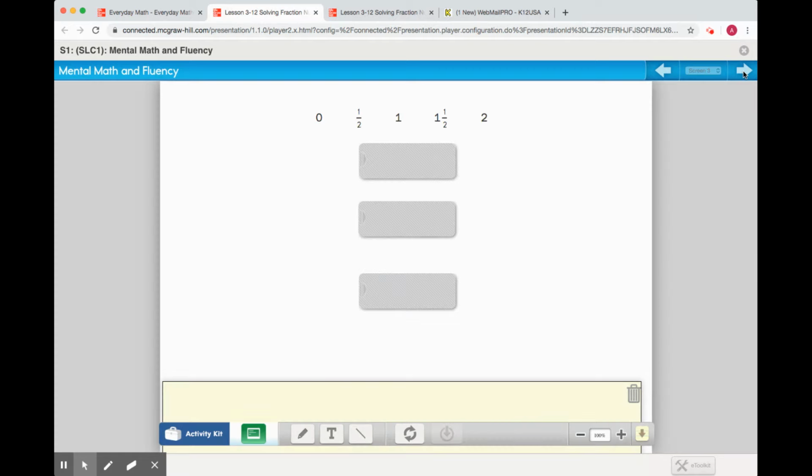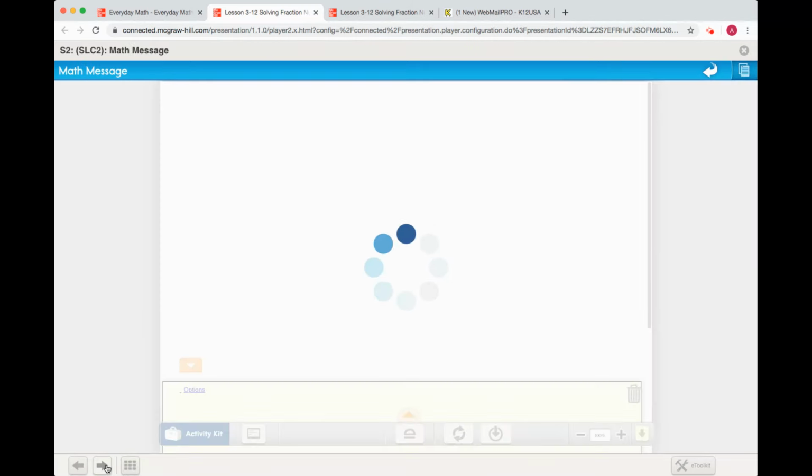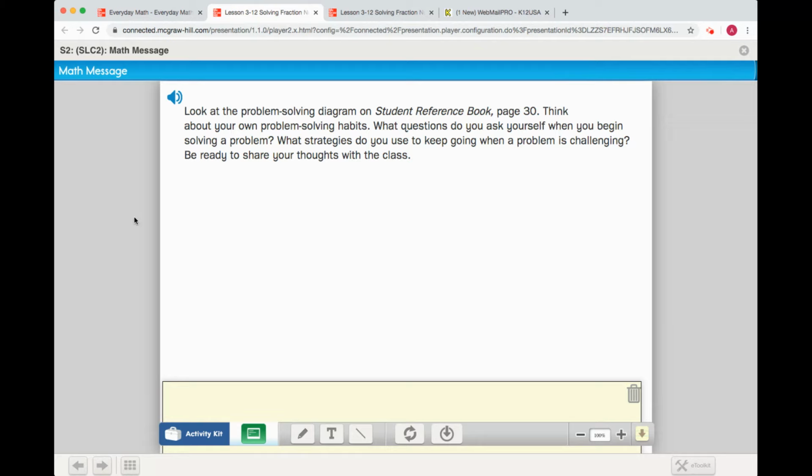Okay. We're going to go right to our math message now. All right, let's look at our math message. Math message. Look at the problem-solving diagram on Student Reference Book, page 30. Think about your own problem-solving habits. What questions do you ask yourself when you begin solving a problem? What strategies do you use to keep going when a problem is challenging? Be ready to share your thoughts with the class.